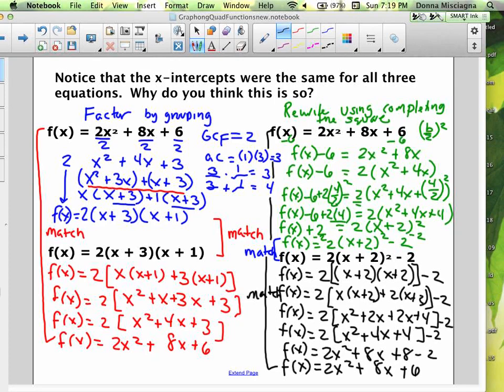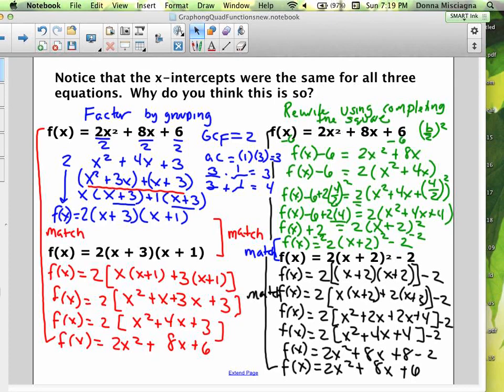So look at that. Any way you go, whether I change it from vertex form back to standard form, whether I change it from standard form to vertex form, whether I change it from intercept to standard form, or whether I change it from standard form to intercept form. Any way you look at it, it's the same equation. Right? So these three are just 3 different equations that represent the exact same graph.